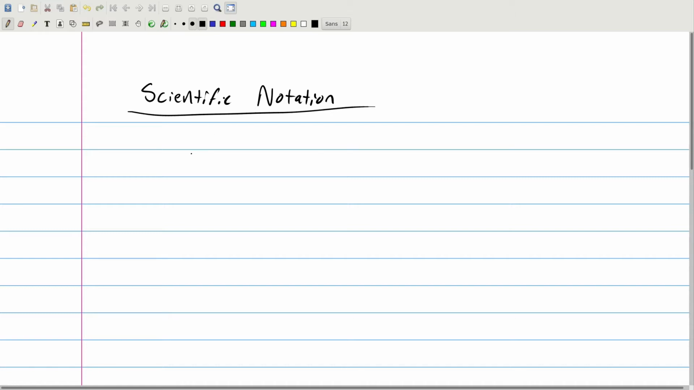So, let's start off by writing down a fairly large number. 1, 0, 0, 0, 0, 0, 0, 0, 0, 0, 0, 0, 0. That's 1 trillion. Now, if I wanted to do math with this number, it'd be a real pain because I'd have to multiply by all those zeros. I'd have a whole bunch of things running around. So it's a lot easier just to express this in scientific notation.